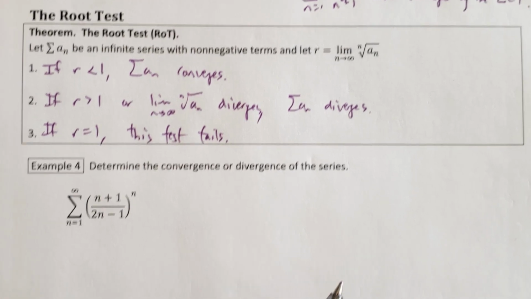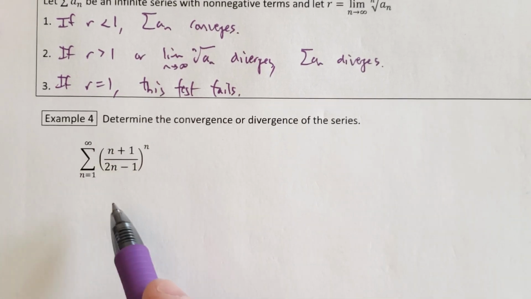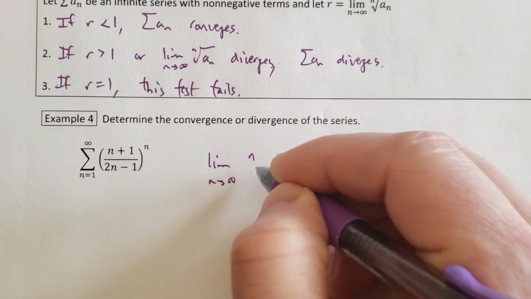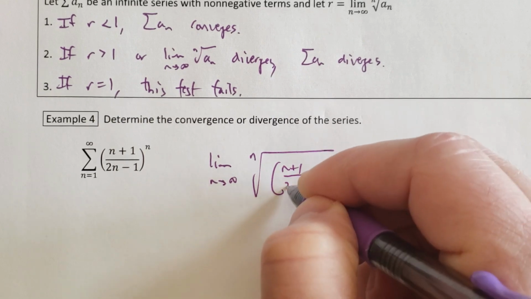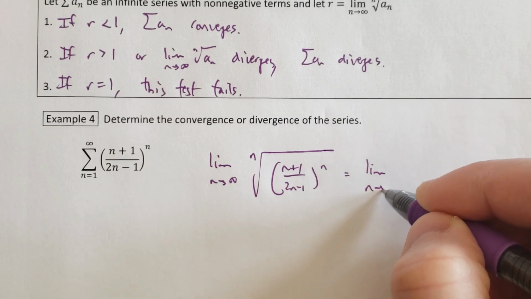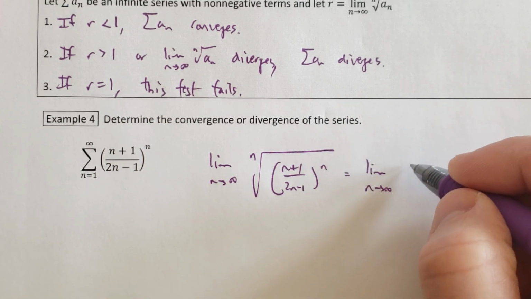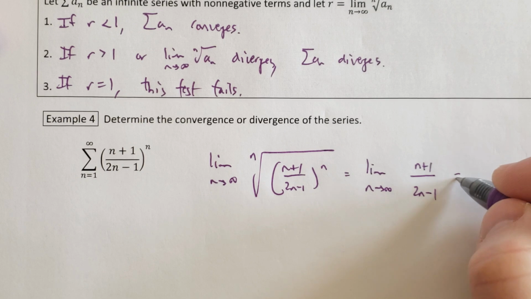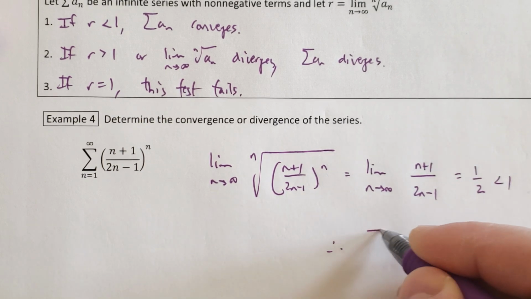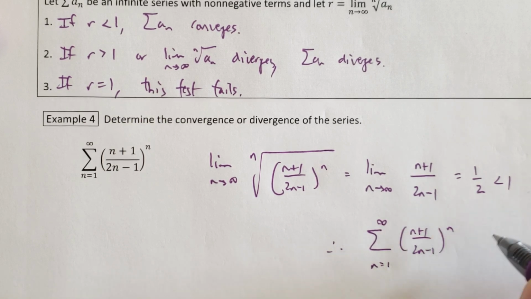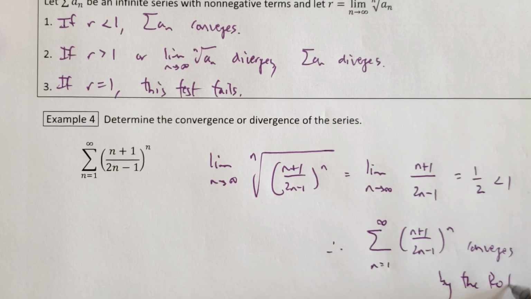So you'll notice here, look at what's here. We have a power of n. So that's a perfect use of the limit as n goes to infinity of the nth root of n plus 1 over 2n minus 1 to the nth. Since these are all positive or non-negative, the nth root would just balance out with the power of n. We would just get n plus 1 over 2n minus 1, which is just 1/2, which is less than 1. So therefore, the sum n goes from 1 to infinity of n plus 1 over 2n minus 1 to the n converges by the root test.